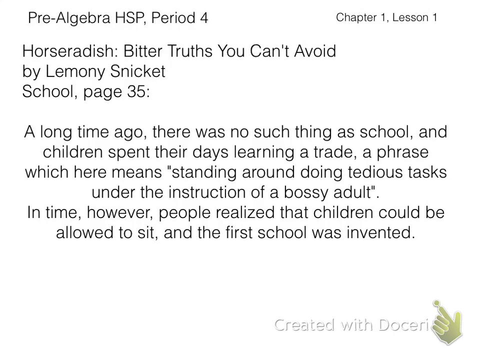Today I'd like to start off with a quick quote from Horseradish, Bitter Truths You Can't Avoid by Lemony Snicket, and it's on page 35 of his book. A long time ago, there was no such thing as school, and children spent their day learning a trade, a phrase which here means standing around doing tedious tasks under the instruction of a bossy adult. In time, however, people realized that children could be allowed to sit, and the first school was invented.